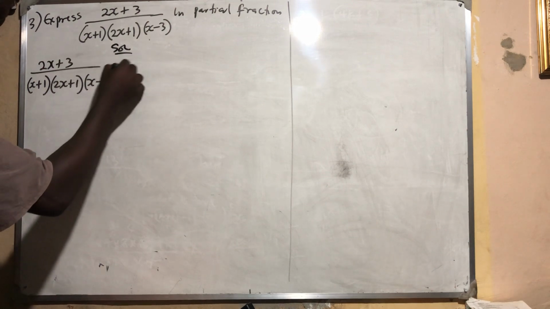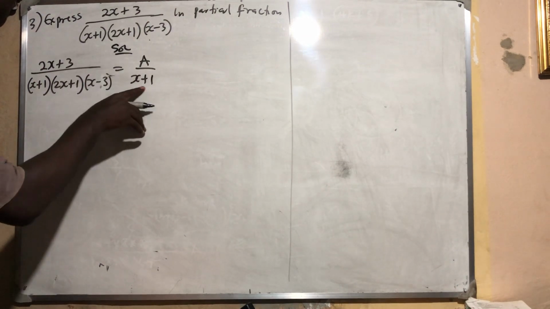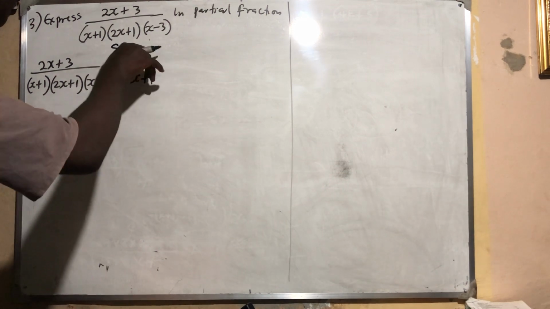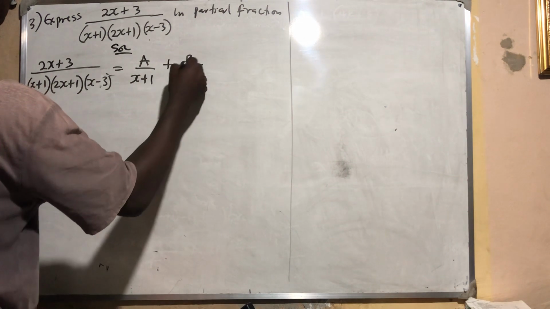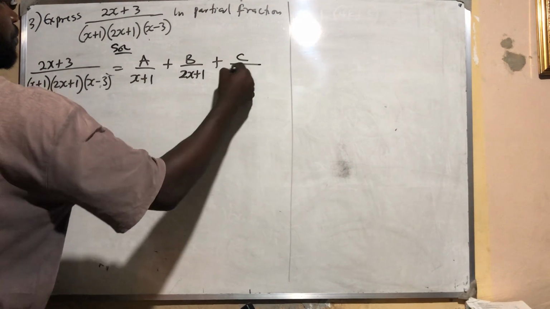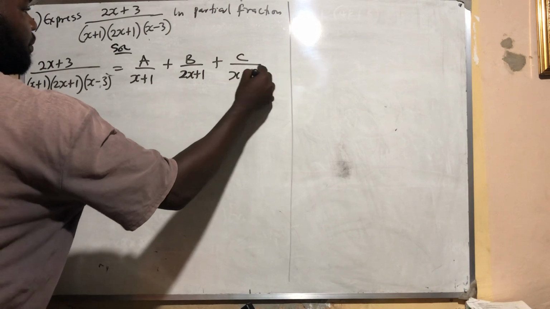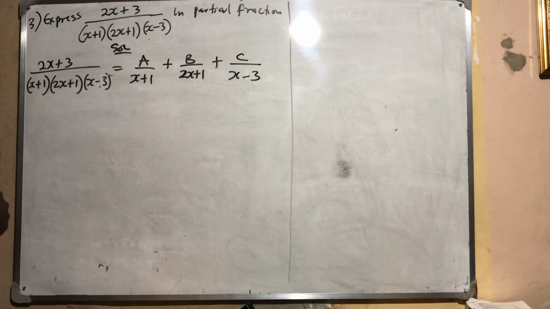All right? So this is equal to A over (x plus 1), because this is linear, the power here is 1. So I'll have a constant up, plus B over (2x plus 1) plus C over (x minus 3). All right? So you can watch my video on partial fraction to understand it better, please.